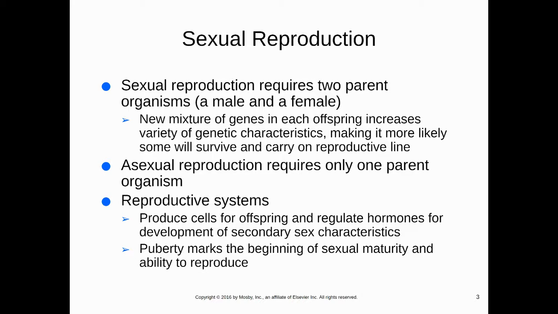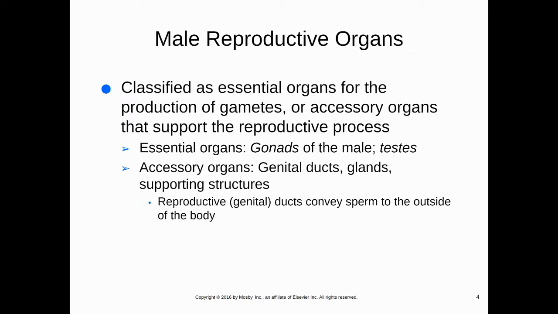When it comes to reproductive systems, the whole purpose is just to produce cells that are going to be good for offspring. In addition, they also regulate hormones that allow for development of secondary sex characteristics. This can trigger puberty, which is the beginning and lets you know whether or not you are able to reproduce children and offspring.